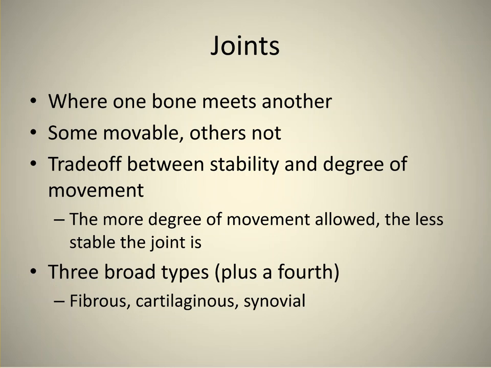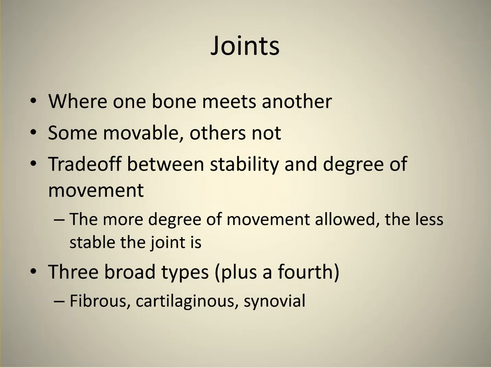Okay, now we're jumping up to chapter 9, joints. And a joint is just where one bone meets another. And we usually think of joints as being really movable and allowing movement between two pieces of bone, but not all of them are movable.